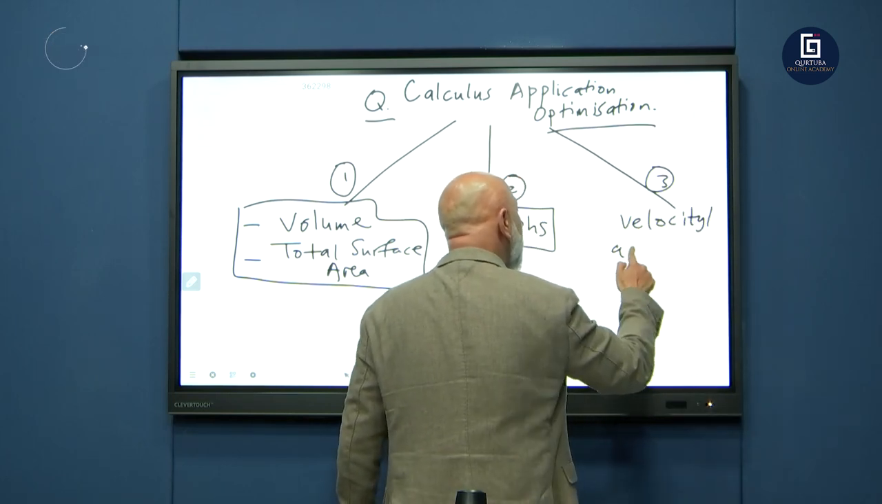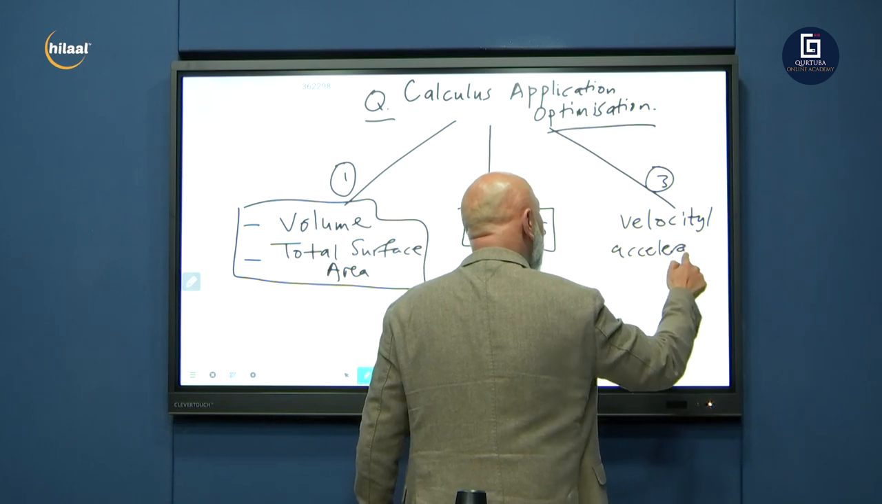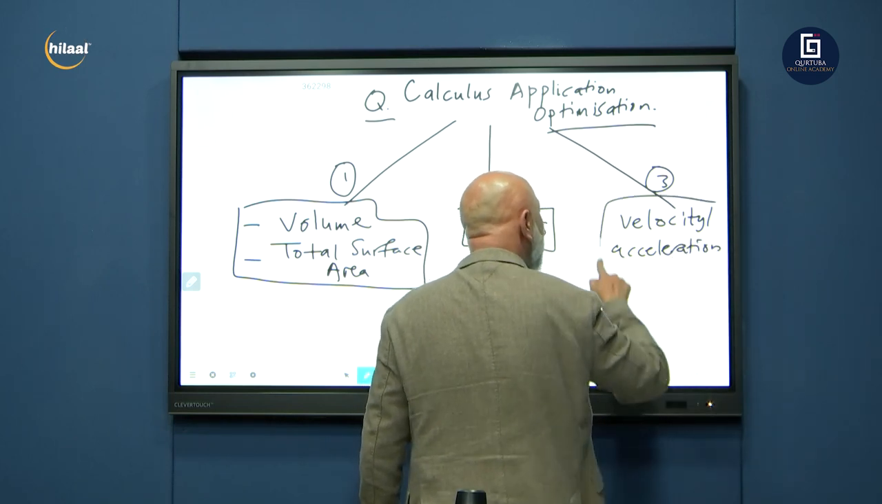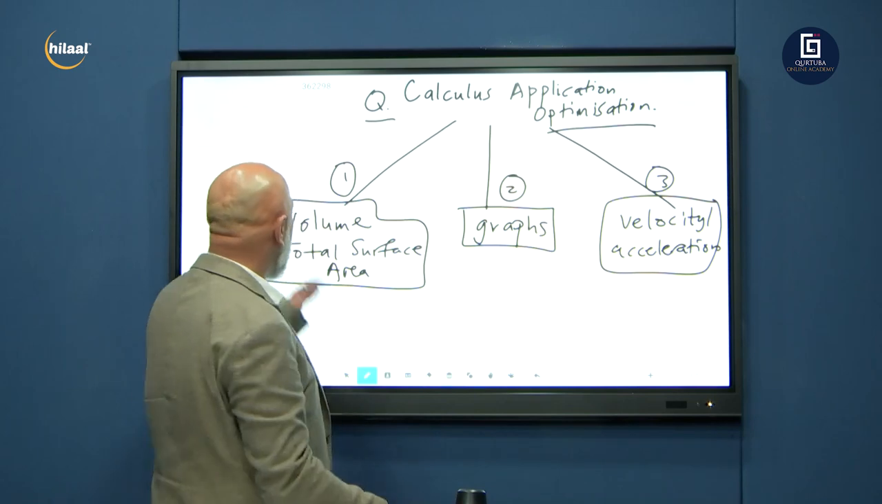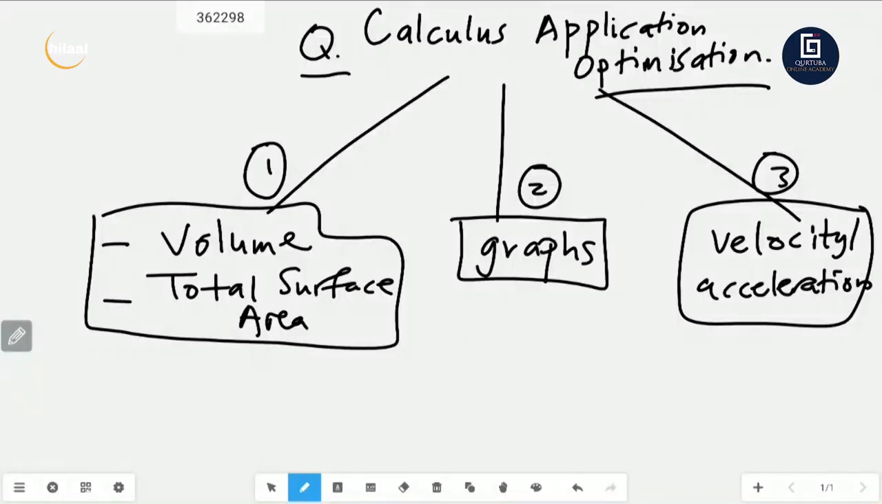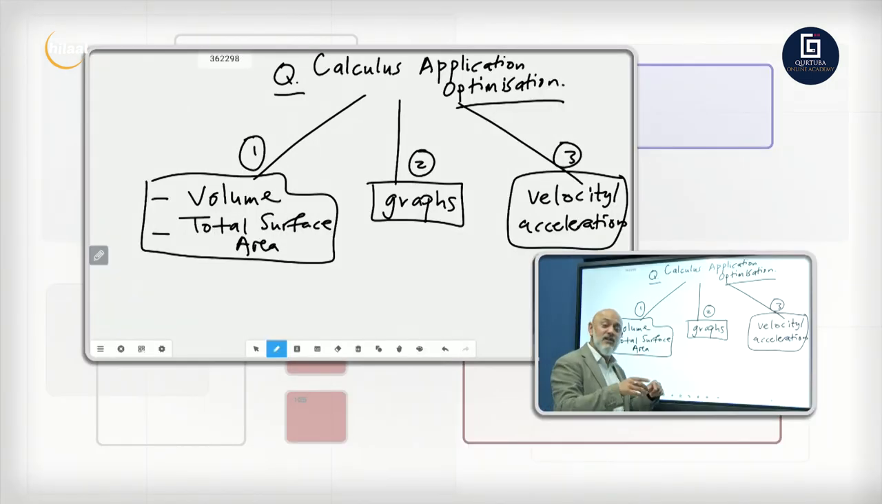Velocity, acceleration. Don't stress, it's all easy. I'll show you exactly how to do each one: how to find the volume using calculus, how to find total surface area using calculus, how to find distances or area under graphs, or even distance formulas using graphs, and then obviously velocity and acceleration.